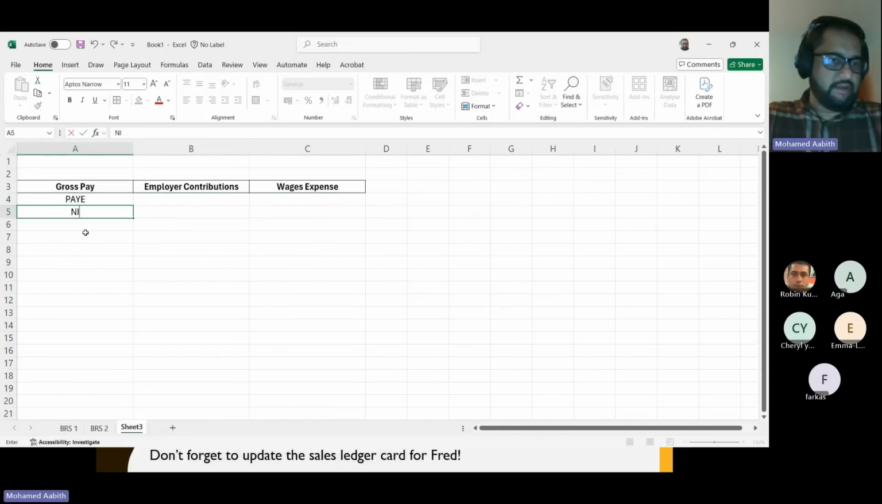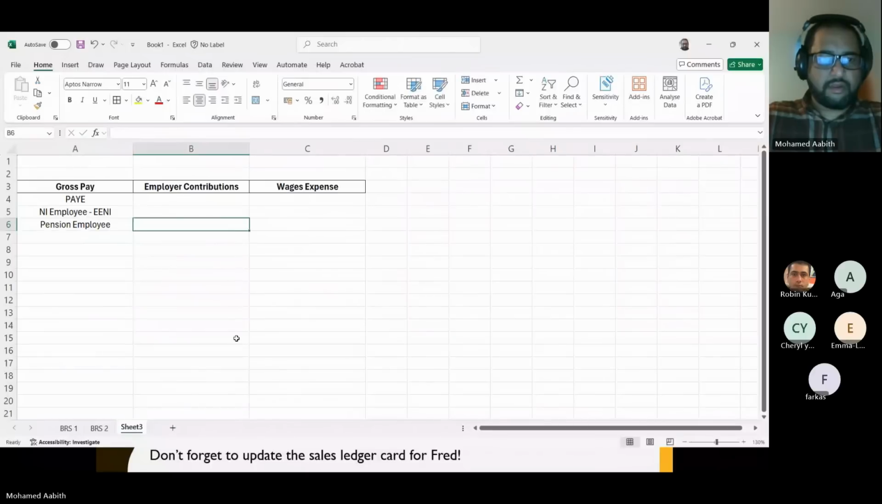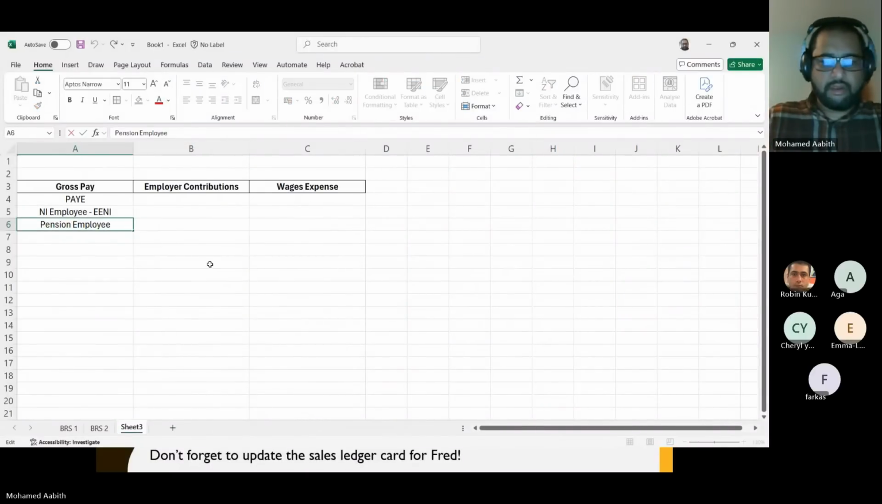Okay, and then also you have national insurance contribution. Employee means you pay some national insurance. I'm going to say EENI, okay? National insurance employee. And then also you have pension employee. I'm going to say PNEE.